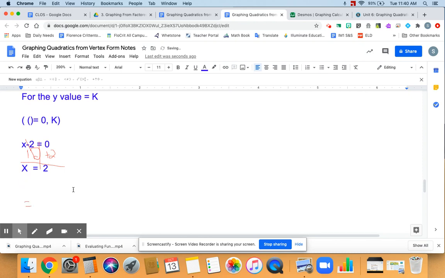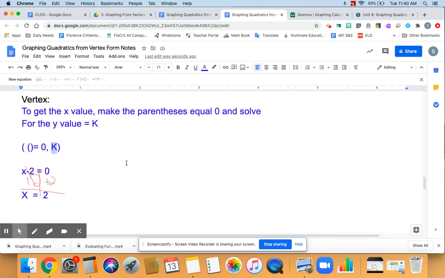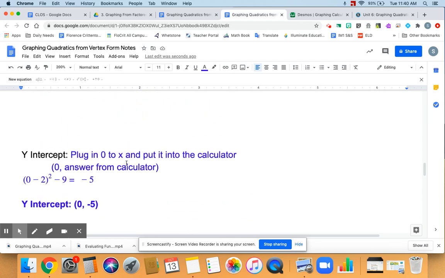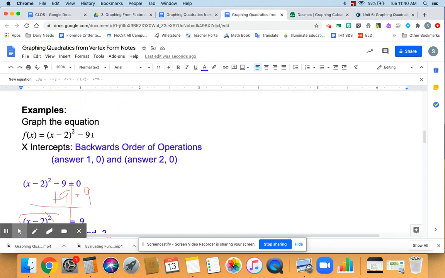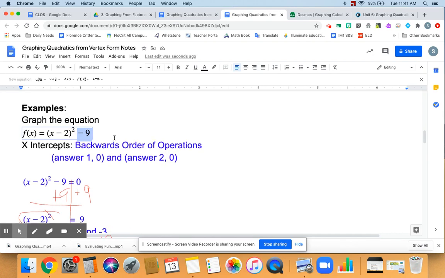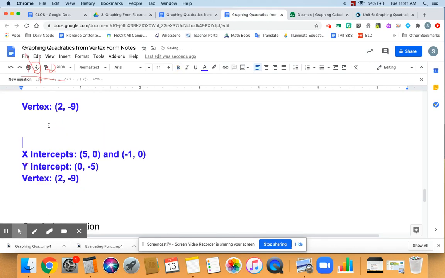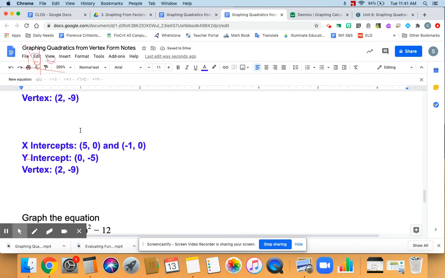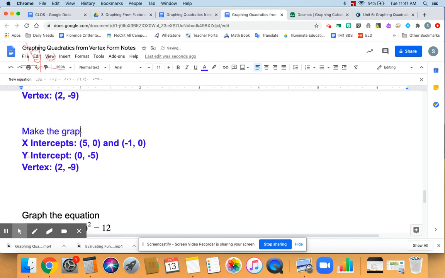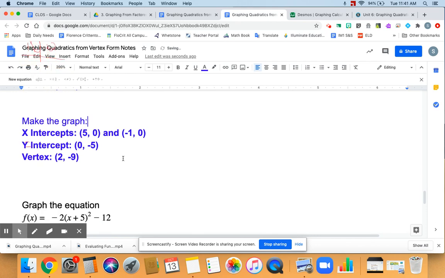Now to find my y value, it's just the k, the number at the end. So in my equation up here, my k, my number at the end, is negative 9. So the answer for my vertex is going to be the 2 that we solved for, and then the negative 9 from the k. And so that's my vertex. So now that I've found all of my key features, I'm going to make the graph using the key features.